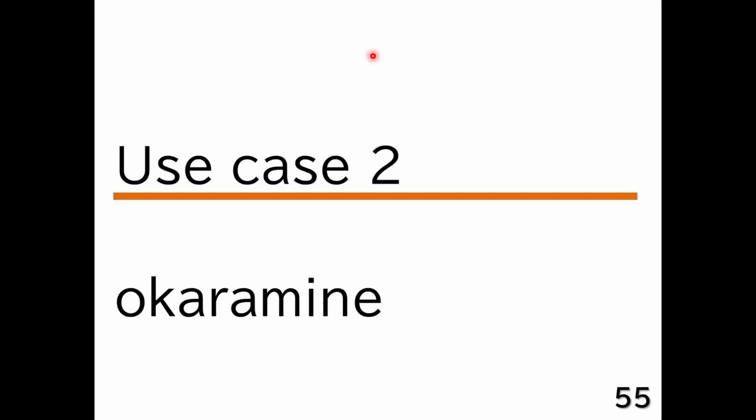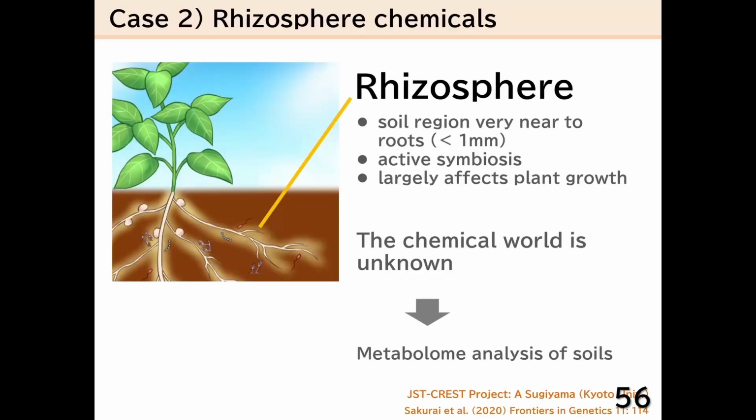The second case is discovery of okaramine. This is a case of a research field different from foods. Rhizosphere is a soil region very near to plant roots. In the rhizosphere, symbiosis with soil bacteria is very active, corresponding to the intestinal flora of humans, and the conditions of the rhizosphere strongly affect the plant growth. But the chemicals in the rhizosphere are largely unknown.